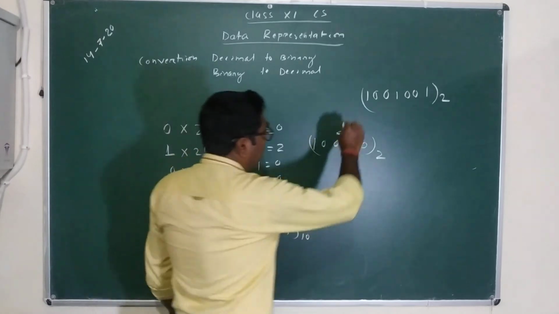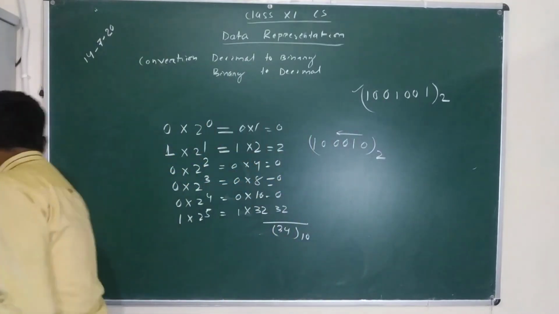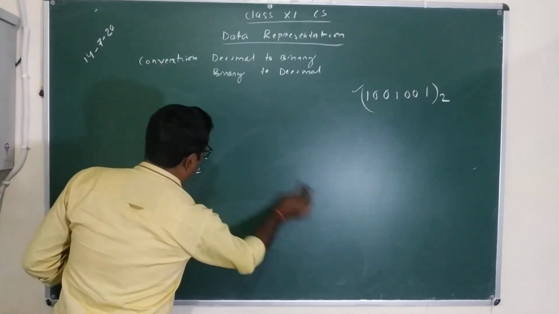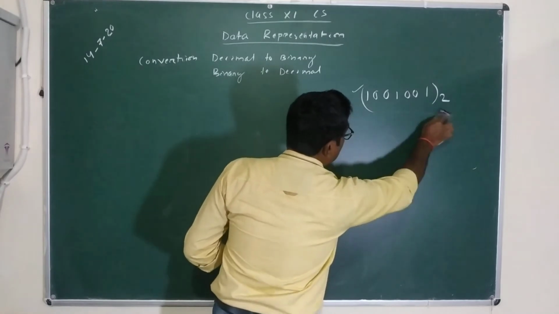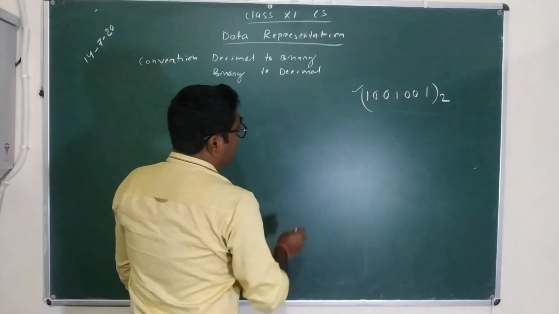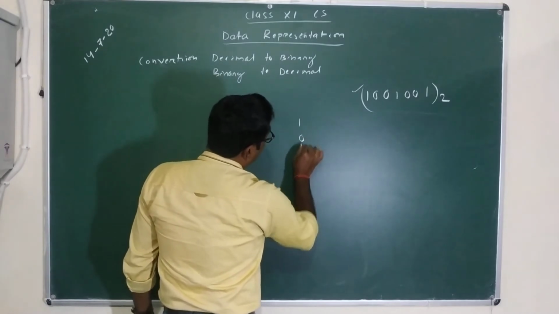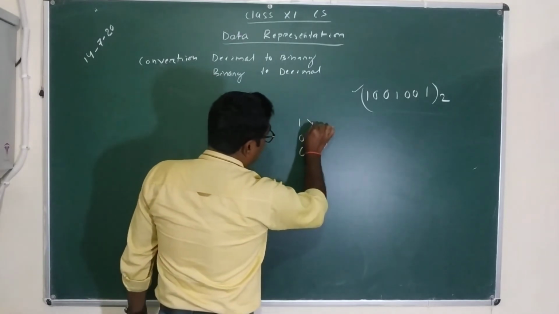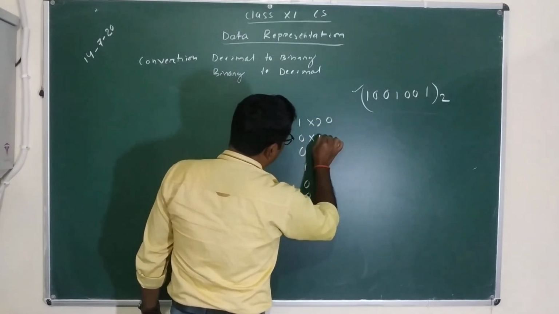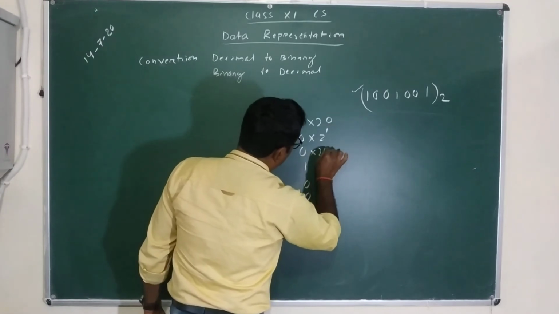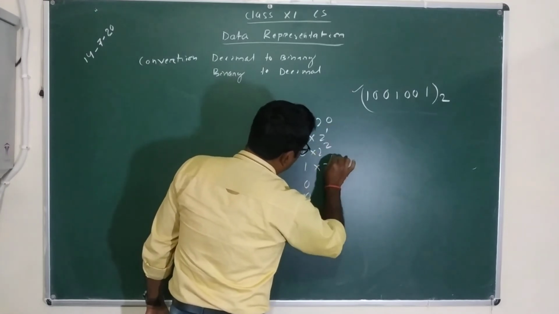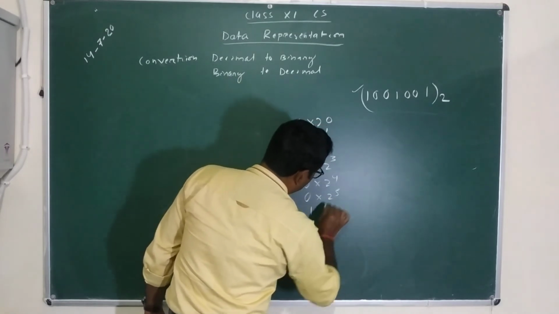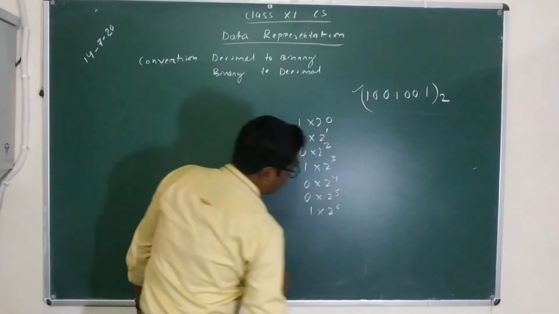Now let's go for the second example, that is this one. So here the number was 73, I think. 73 was converted to this number. Now go for that number, that is 1, 0, 0, 1, 0, 0, 1: 1 into 2 to the power 0, into 2 to the power 1, into 2 to the power 2, into 2 to the power 3, into 2 to the power 4, into 2 to the power 5, into 2 to the power 6.